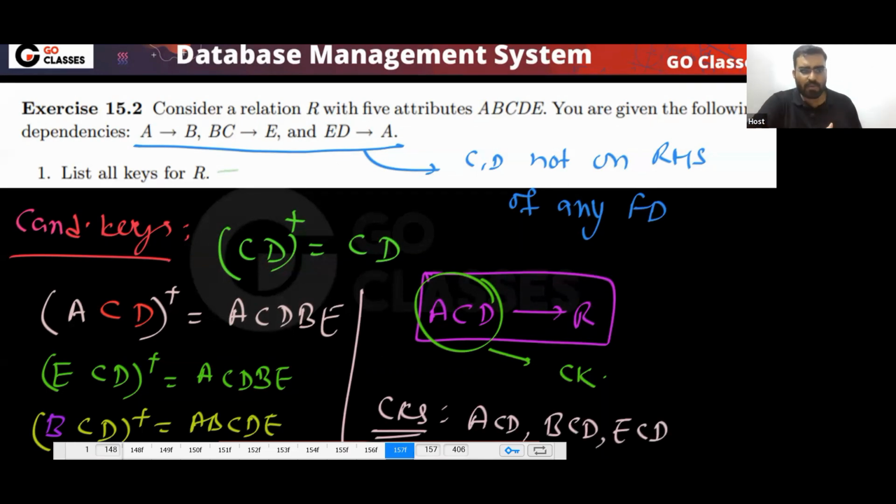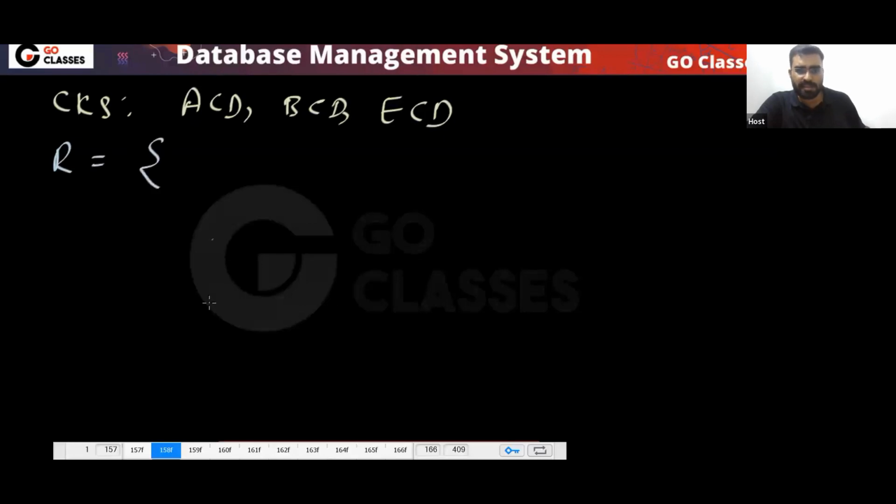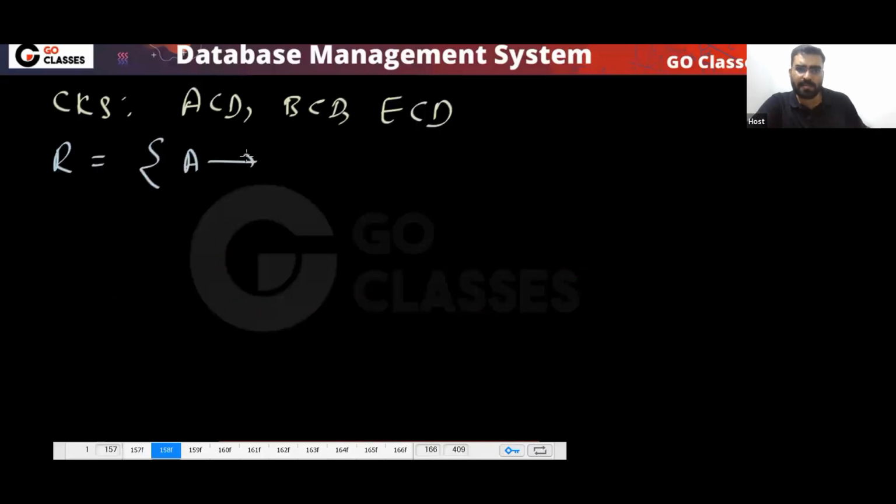Now what we need to find is whether this relation is in 2NF or not. You know the candidate keys: ACD, BCD, and ECD. And your relation R is this. The functional dependencies given are A determines B, BC determines E, and ED determines A.